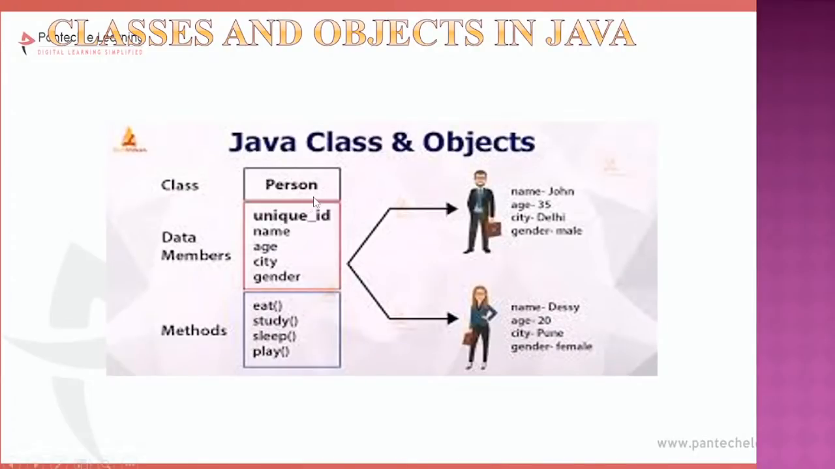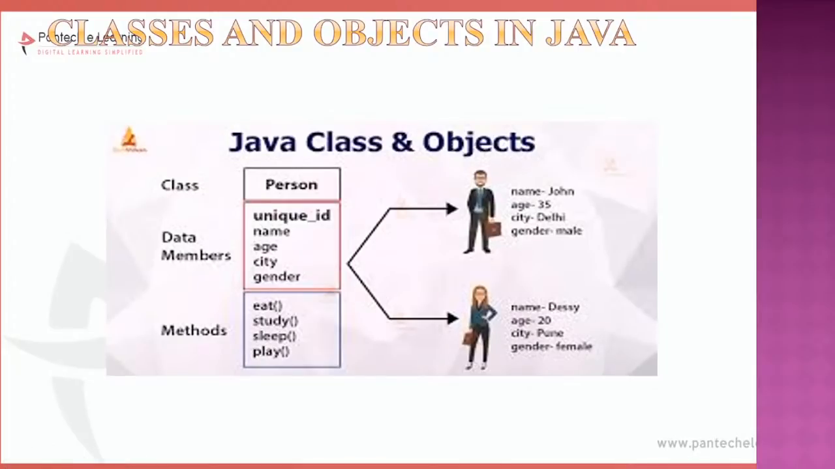Say for example, person is a class. He is having some specific behavior, and that is data members, he is going to have some specific characteristics. Each and every person is going to have a name, an age, the city in which he is, and gender. All these are called attributes or data members, and he is having some behavior. A person can eat, sleep, drink, play, walk. All these are called methods.